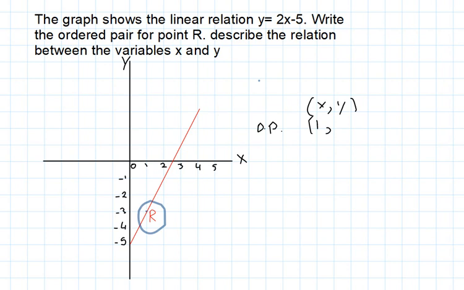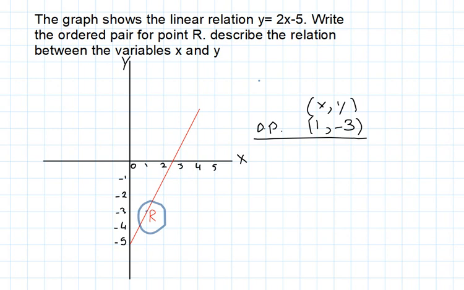And for the y, you're going to be looking across where the y-axis is, and it's going to be right there. So the y is going to be -3. So we're going to write -3 for y. So that answers the first question: what is the ordered pair for R? Describe the relationship between the variables x and y.